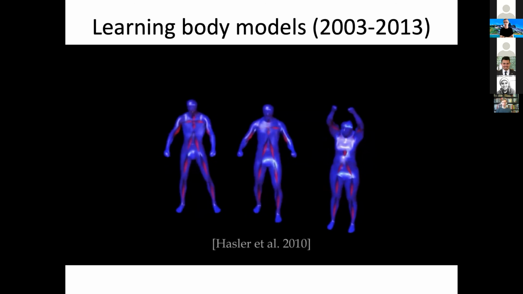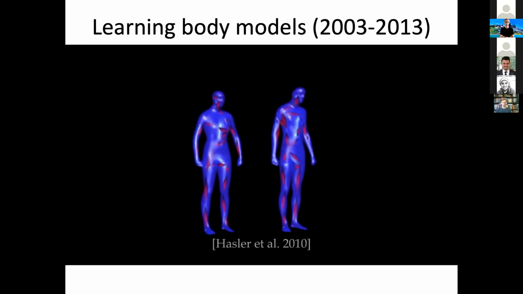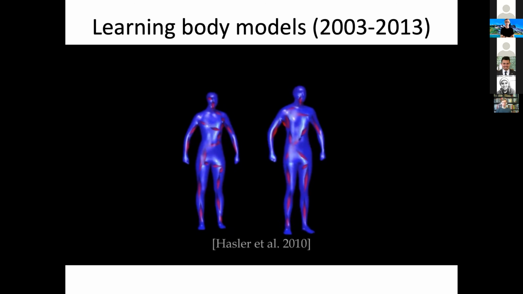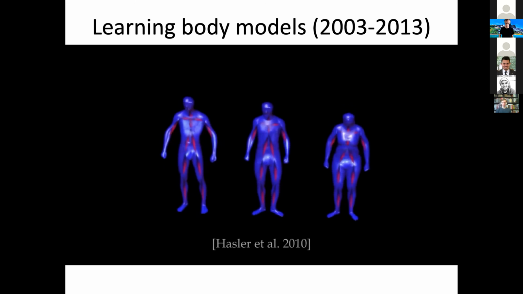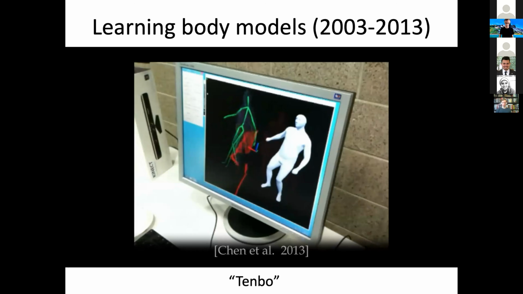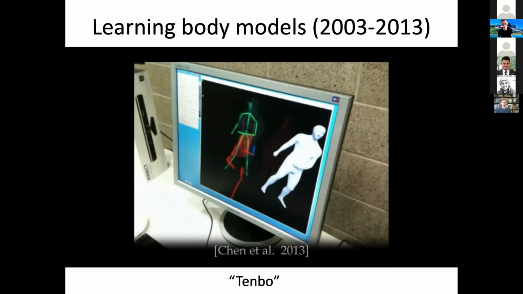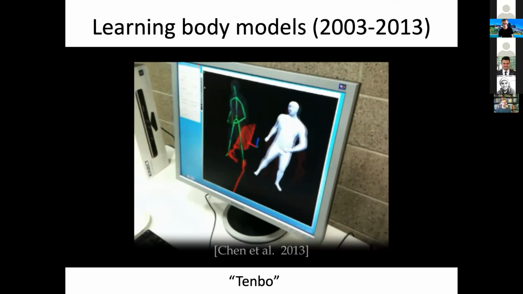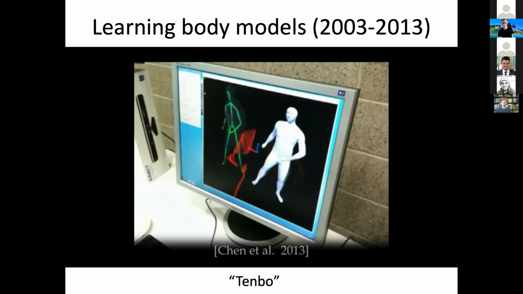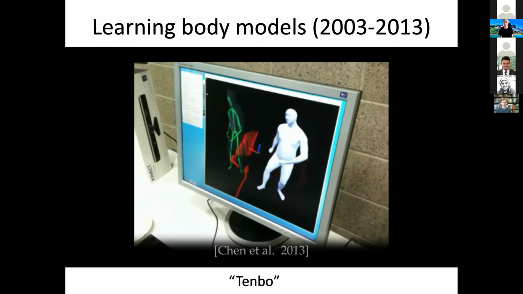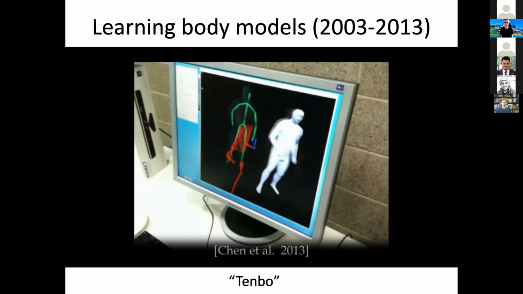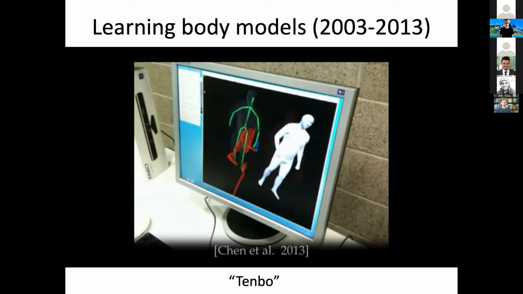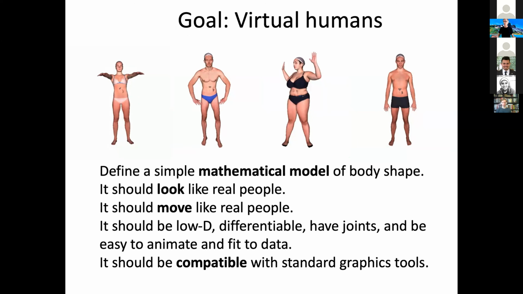There was a flurry of interest in building such models, and I won't review them all. Nils Hasler from the MPI for Informatics had a bunch of different attempts at this and did some really interesting work in the space. Then Microsoft also tried to build one. They called it Tenbo, which was a tensor-based model, which I don't think is being used anymore. I think the idea here was to model correlations in body shape and pose, but you need a lot of training data to do that, and I suspect they didn't have quite enough. All right, so that's the history.